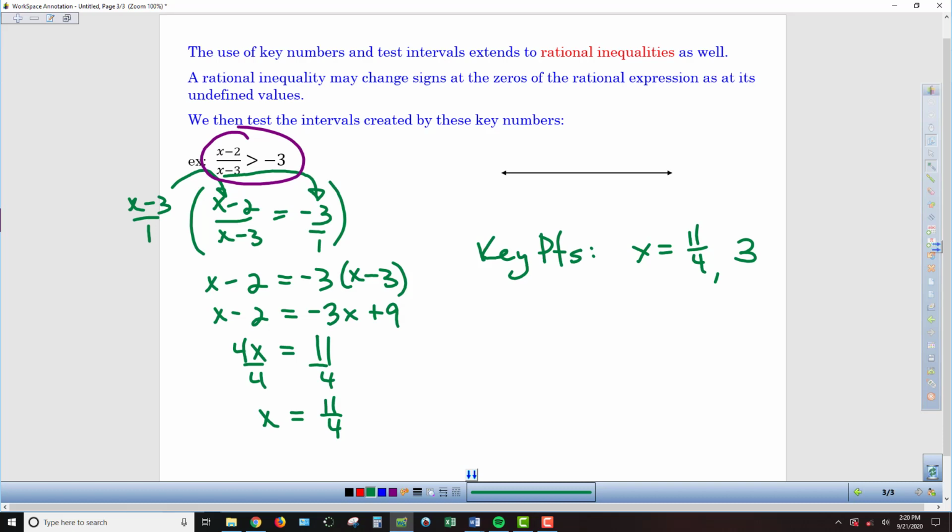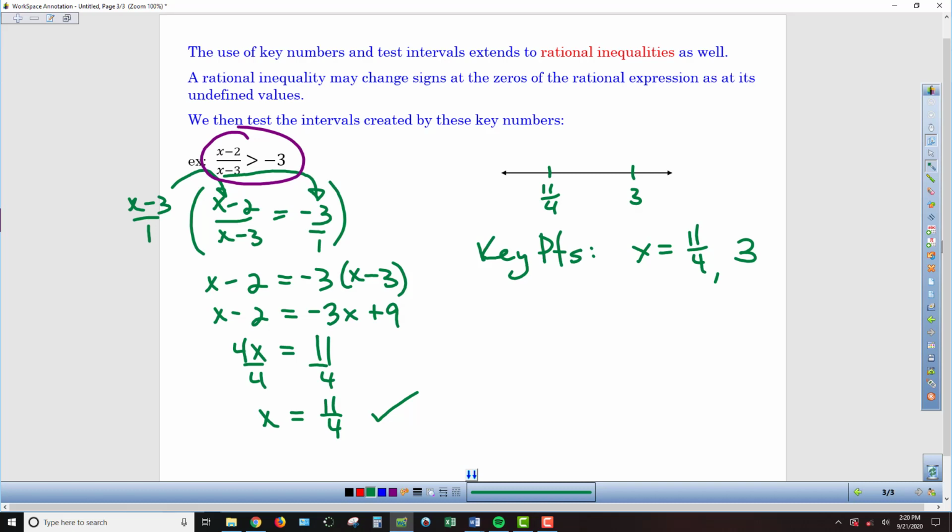So in this case, we actually have two different key points. One, the solution from the equation that we solved, and then one because of the result of division by 0 if x equaled 3. And so now I'm going to take those two numbers, 11 fourths, which is 2 3/4, so it's a little bit smaller than 3. So I've got 11 fourths and 3 as my two key points on my number line.